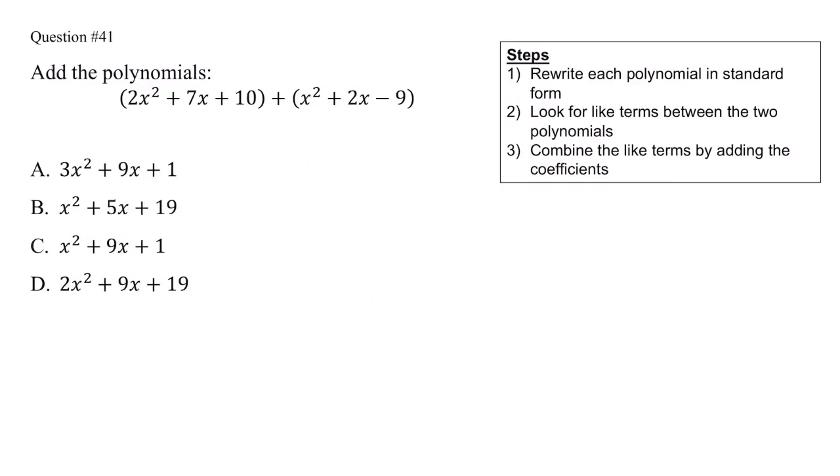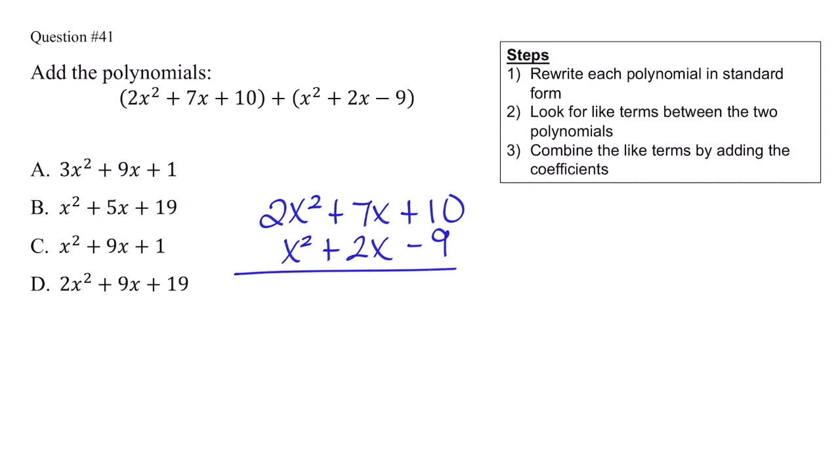So in this question, it says to add the polynomials, we have 2x squared plus 7x plus 10 plus x squared plus 2x minus 9. So these two polynomials are in standard form, so I'm just going to write them out. So I have 2x squared plus 7x plus 10, and I'm going to write them so that my like terms will line up, because like terms will only combine with each other. So I have 2x squared and x squared, that's a 1x squared. 2x squared plus 1x squared is 3x squared. 7x plus 2x, that is going to be plus 9x. Plus 10 minus 9, that's going to be plus 1. So that is going to be answer choice A.